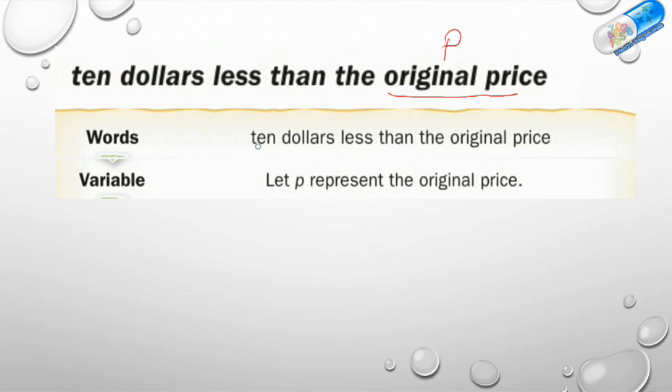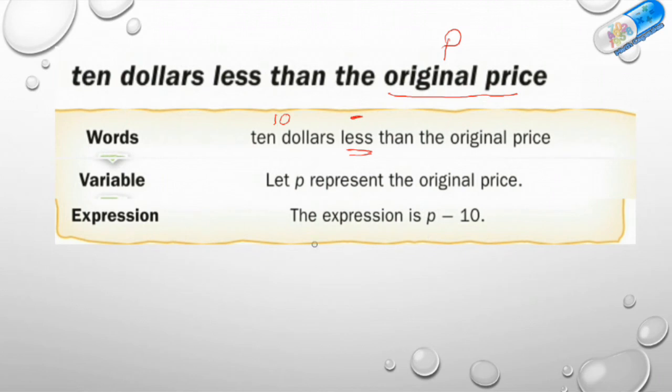Let us look here. $10 less than. Less means it's subtracted, something subtracted from another thing. So $10 means the number 10, less than the original price. So, is it 10 minus P or P minus 10? Of course, it is P minus 10. The expression is P minus 10 because it is 10 less than the original price, which is P. So, we subtract 10 from the original price and not vice versa.